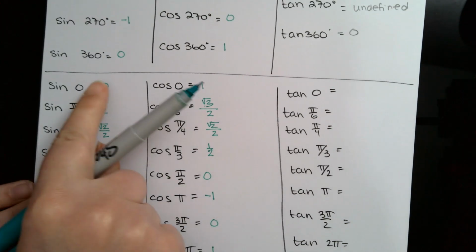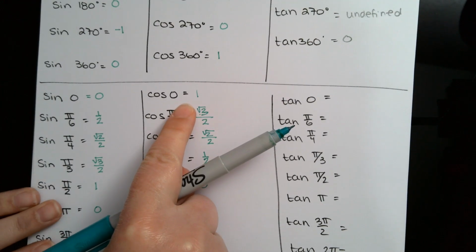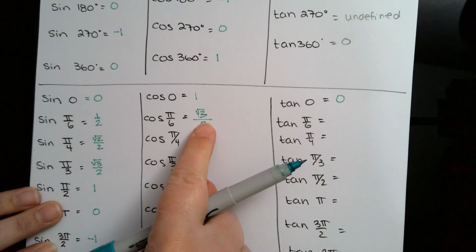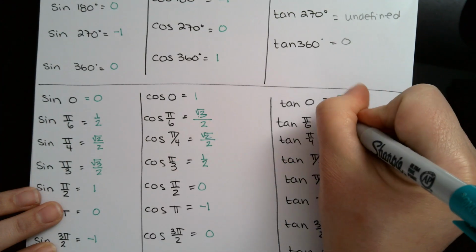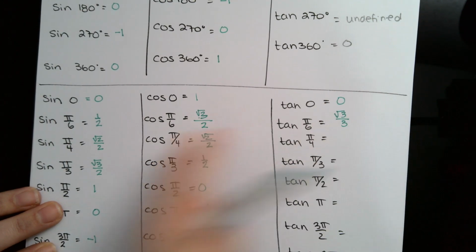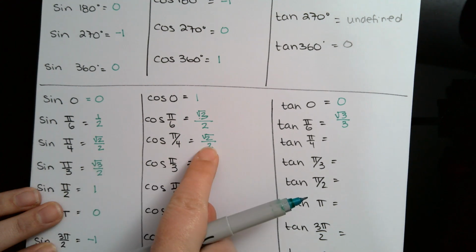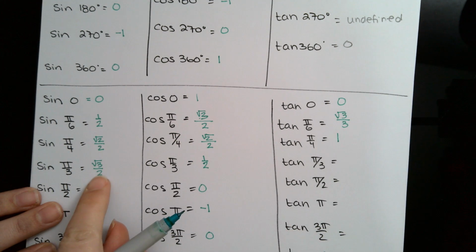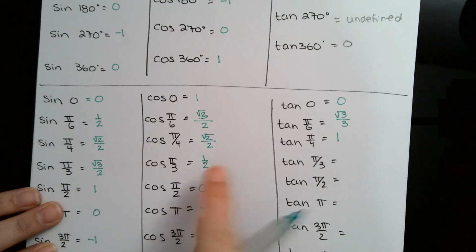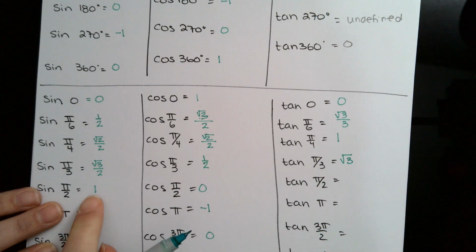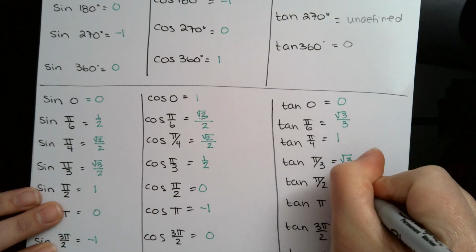And again, we're taking our sine over cosine for tangent. So 0 divided by 1 is 0. 1/2 divided by root 3 over 2 is root 3 over 3. This one needed the denominator rationalized. Root 2 over 2 divided by root 2 over 2, same top and bottom, simplifies to 1. Root 3 over 2 divided by 1/2. Keep, change, flip. The 2's cancel out. We're left with root 3. 1 divided by 0 is undefined.